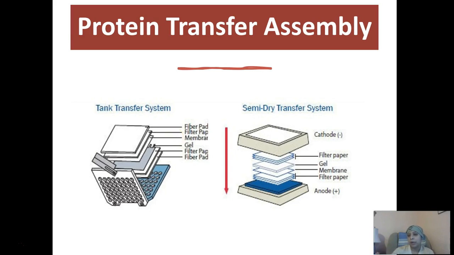At each step, we take away any bubbles. We make sure that the gel and the membrane contact is complete and clean. Then we place another filter pad on top, and then another sponge on top before we close it up and make it into a kind of sandwich. Similarly, in your semi-dry transfer, it's the same idea. You're going to have your filter pads, you're going to have your gel, you're going to have membrane, you're going to have your filter pads, and then you'll have your anode. And in the semi-dry transfer, you'll already have some of those paddings available inside it.